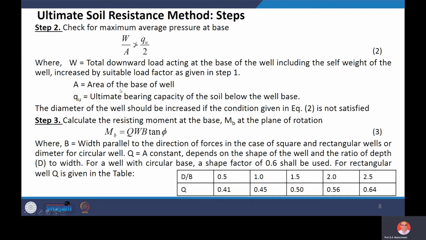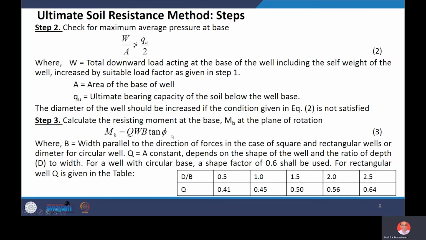Suppose this check is not satisfied, in that case the diameter of the well should be increased. So this was step 2. Now in step 3, you calculate the resisting moment at the base, which is denoted M subscript b, at the plane of rotation.